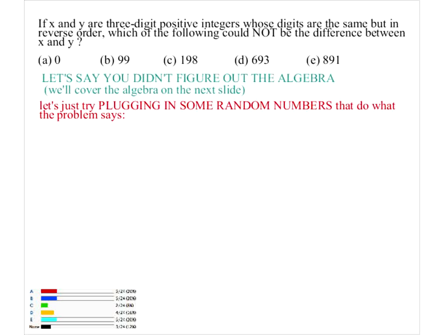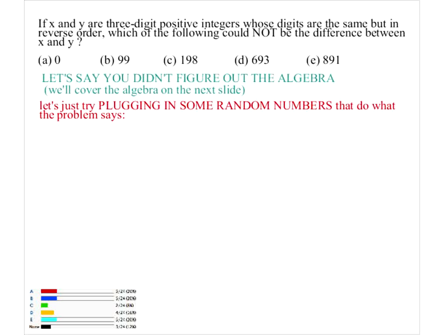841 and 148, and 321 and 123. This doesn't mean numbers like 101 necessarily. It means whose digits are the same but in reverse order. That means the digits of x are the same as the digits of y, but reversed. The examples in the text box are good: 122 and 221, or 102 and 201, or 908 and 809, 321 and 123. Let's just try these. Let's say x is 123 and y equals 321.